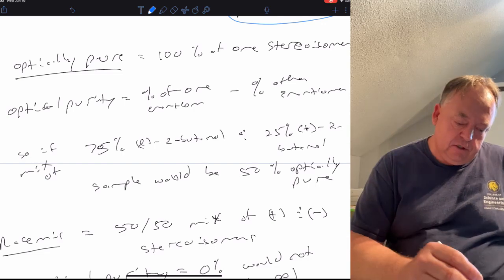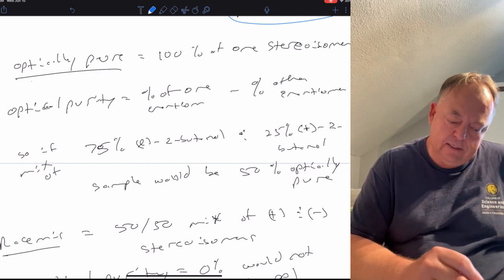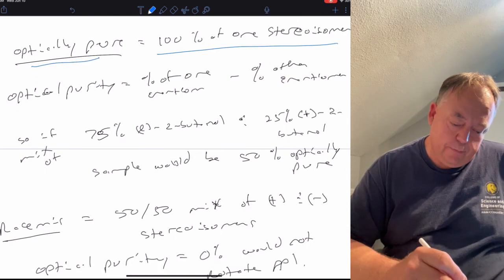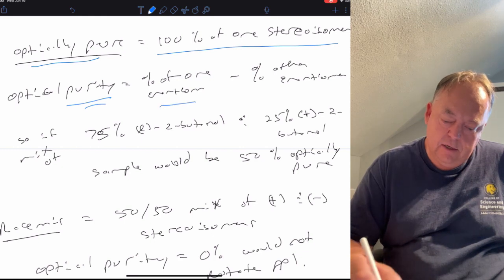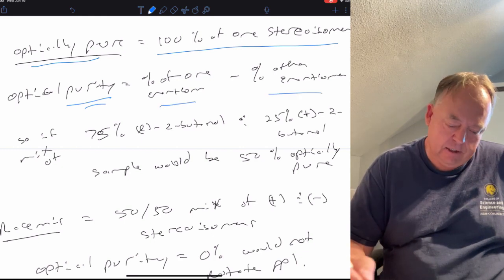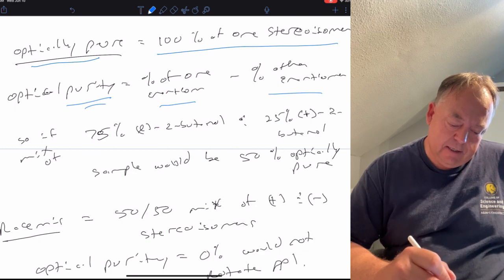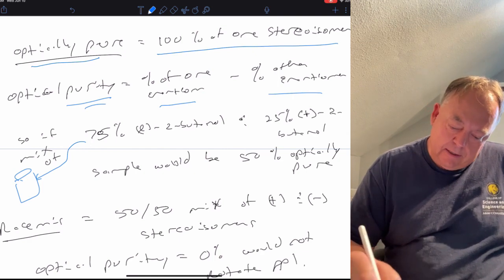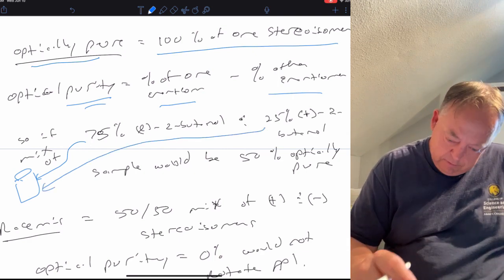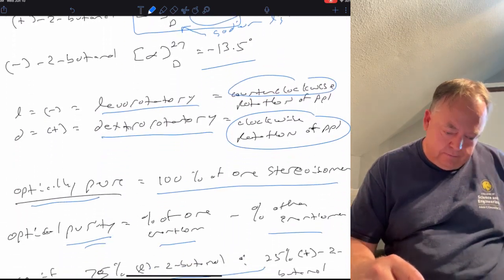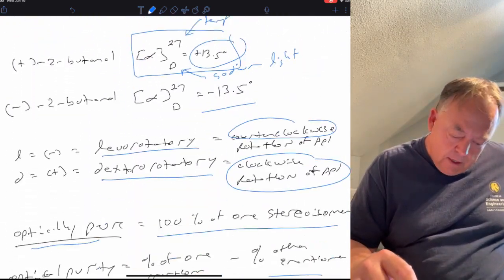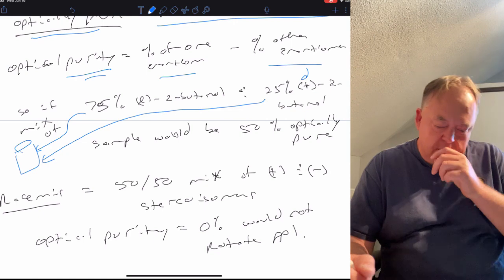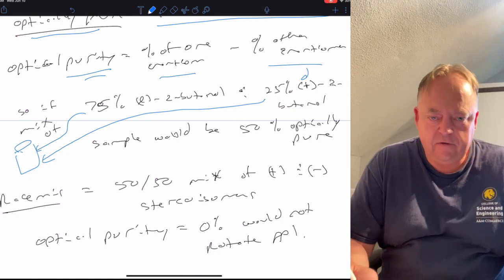Okay, so some other definitions to know. Optical purity: if something is said to be optically pure, then that means there's 100% of one stereoisomer. Optical purity is the percent of one enantiomer minus the percent of the other enantiomer. So if you had a solution that contained 75% of L-2-butanol (L is minus, right) and 25% of plus or D-2-butanol, then the solution would be 75 minus 25, so 50% optically pure.